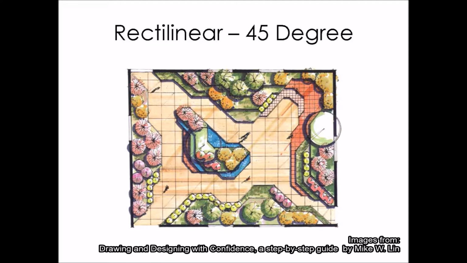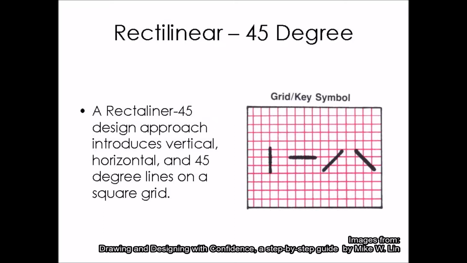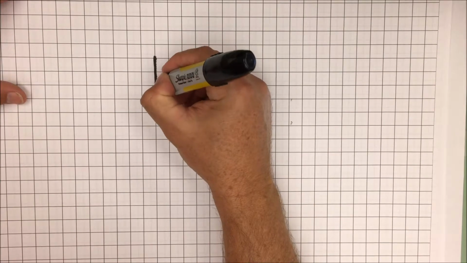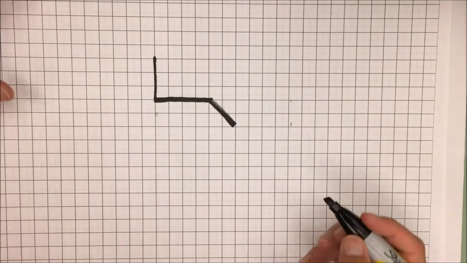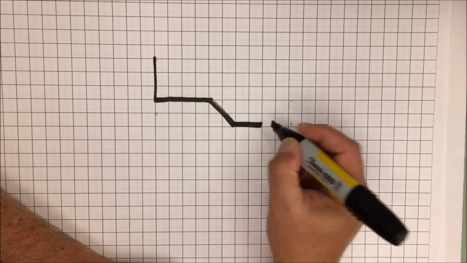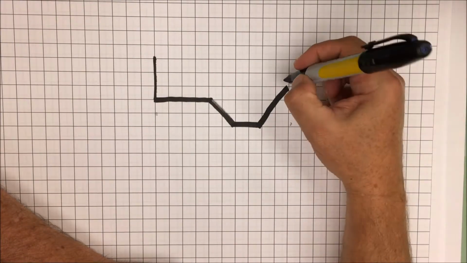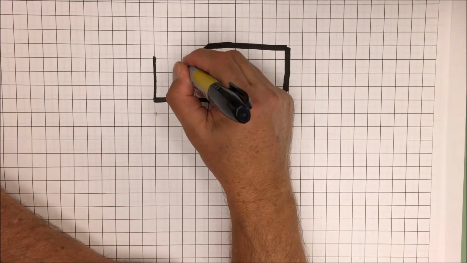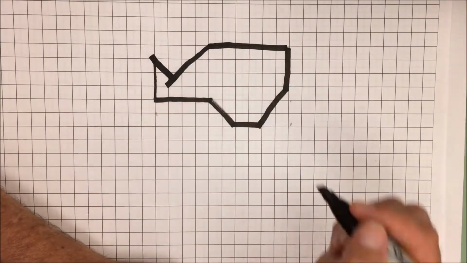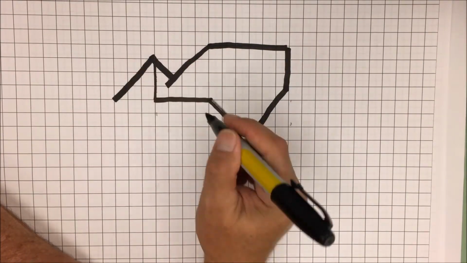The next type of geometry is called rectilinear 45. In this case, the forms are either on the grid or they're at a 45-degree angle to the grid. So we could again move along the grid, horizontal, vertical. We could move corner to corner diagonal, back on the grid, back diagonal, back on the grid, come across, diagonal, diagonal. And so we begin to make different forms this way.